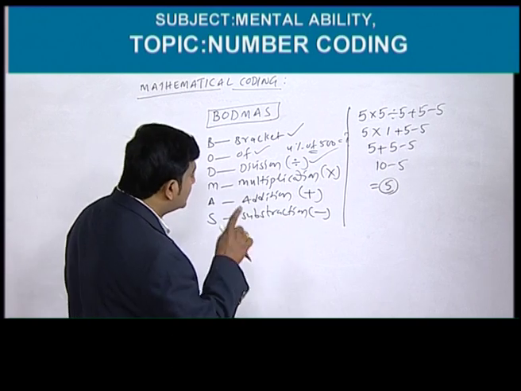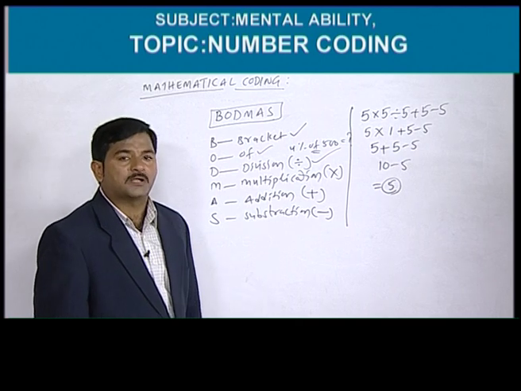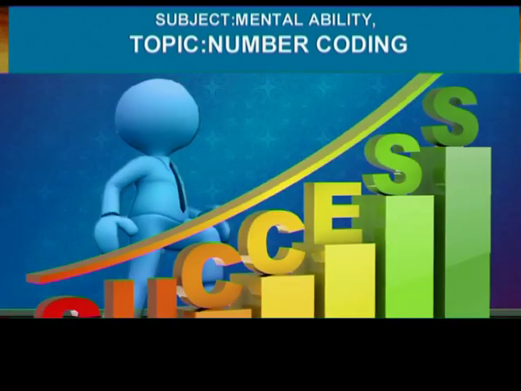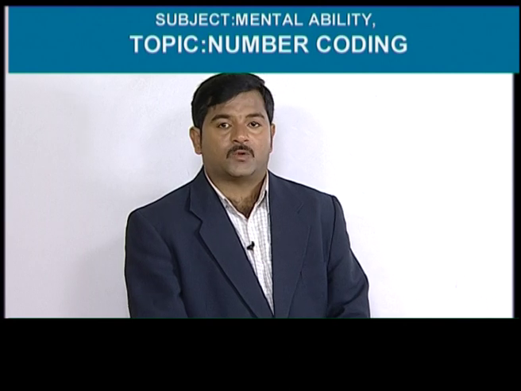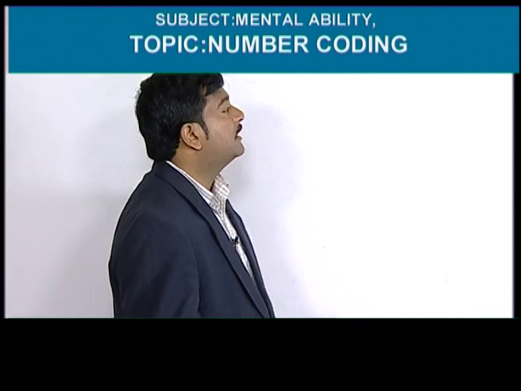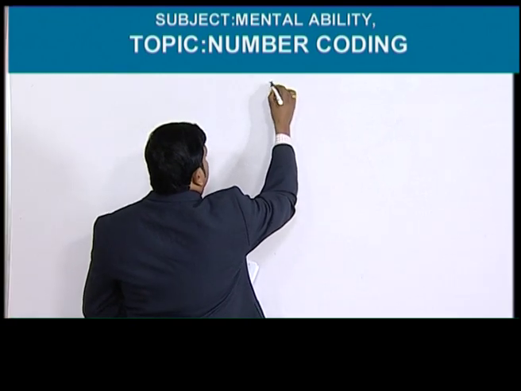Okay, now based on this, by using this concept, we are going to solve mathematical coding. Okay, in our coding decoding chapter. Now we will see the problems based on the BODMAS rule related to mathematical coding in the coding decoding chapter. Right. In that, the first question is as follows.